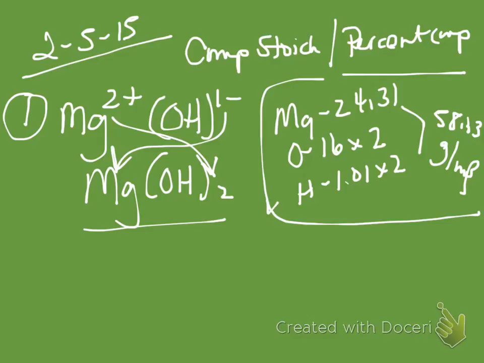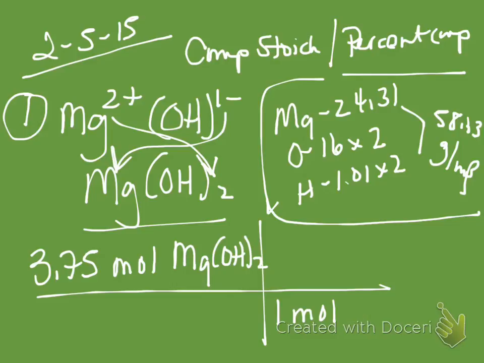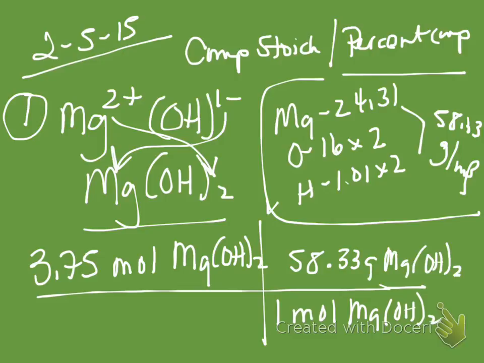Okay, this part you definitely need to show. The part that's really the crux of the problem, what the problem is explicitly testing you on, is doing stoichiometry. So of course you have to do a factor label. With any factor label, with any stoichiometry, we always start off with our given. 3.75 moles of magnesium hydroxide, and we know that we want moles of magnesium hydroxide down here, and we know that we want the molar mass, 58.33 grams of magnesium hydroxide there.